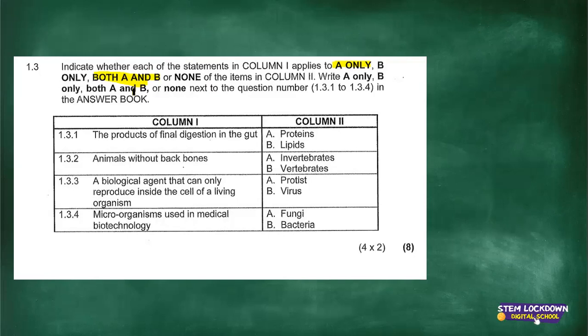So, question 1.3.1. I think Kuzo is settled in nicely now. He can participate. The products of final digestion in the gut. When there's final digestion in the gut, what are the products? None. The products of final digestion in the gut will then be waste, and you need proteins and lipids, right? Question 1.3.2, animals without backbones.